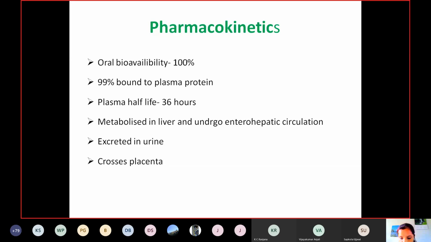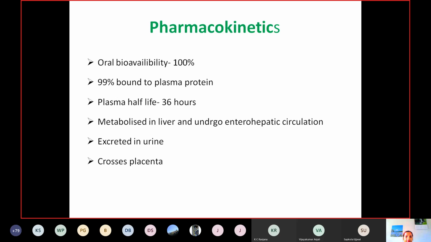Can you give heparin in a pregnant lady? Yes. Why? Doesn't it have any teratogenic effect? It is highly acidic and has a high molecular weight, and it is a highly ionized molecule, so it cannot cross the placenta.